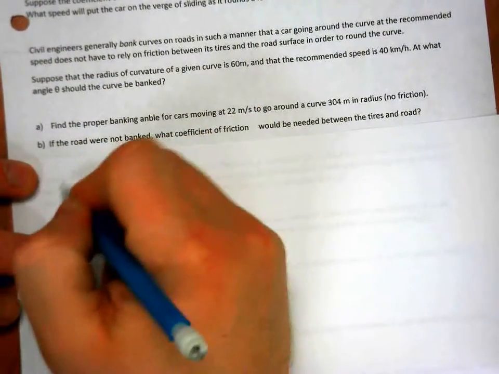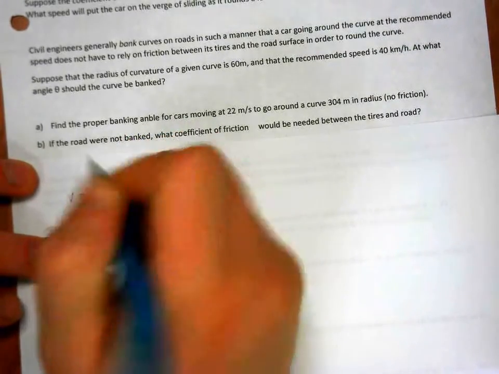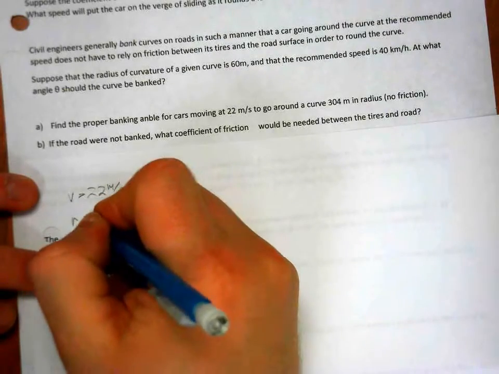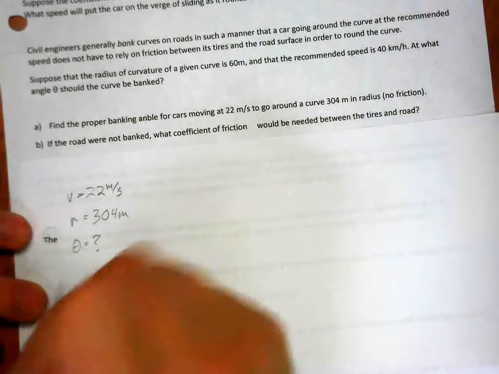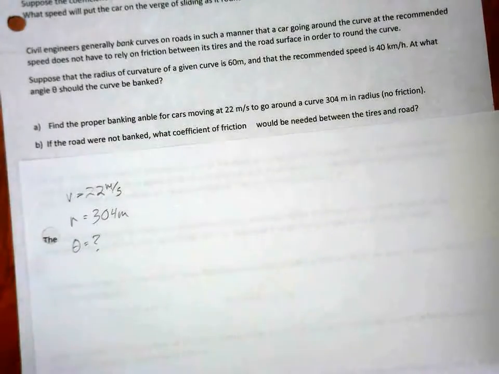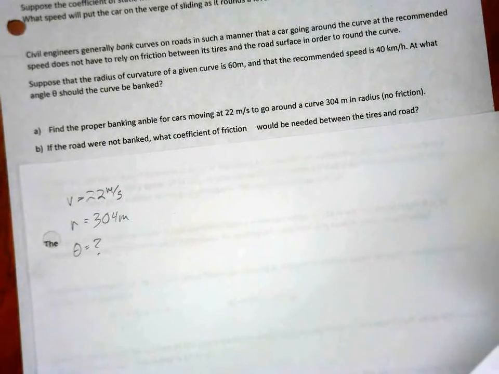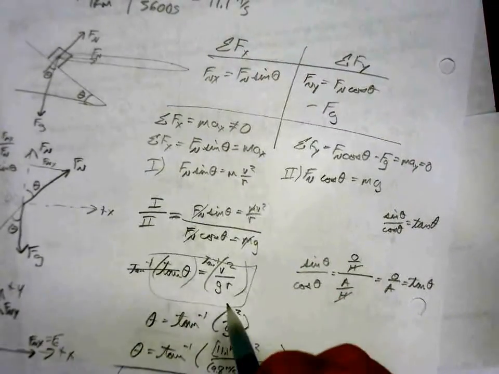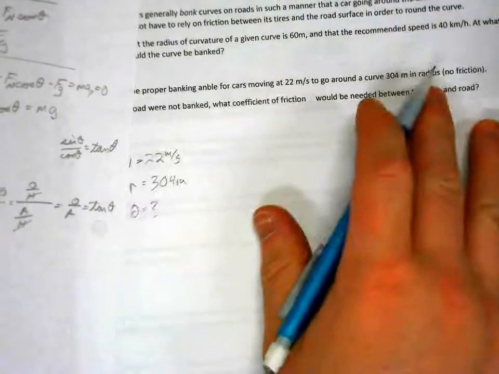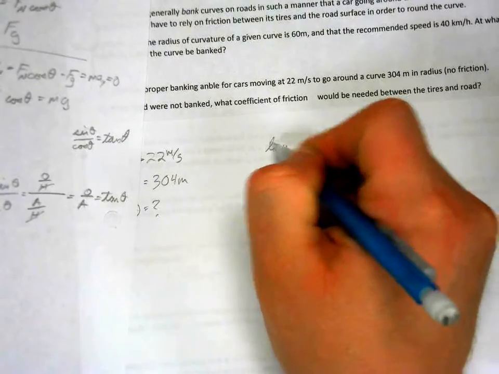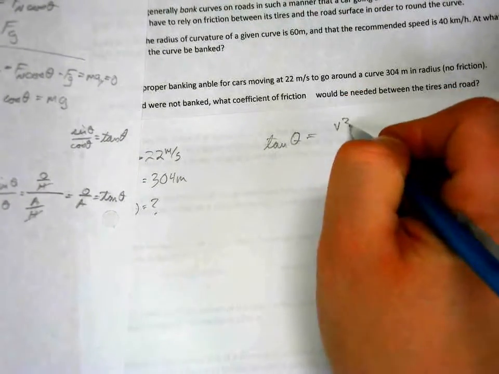So let's write down what we have. Cars moving at v equals 22 meters per second. The curve is 304 meters in radius. Find the angle theta. Well, I hate giving you super specific equations that you have to memorize or use. I would rather give you physical principles by which you could derive equations. But this was kind of a difficult derivation. So I will just go ahead, and the book gives this to you as well as an equation to know. So I'll go ahead and say tangent of theta equals v squared over gr.